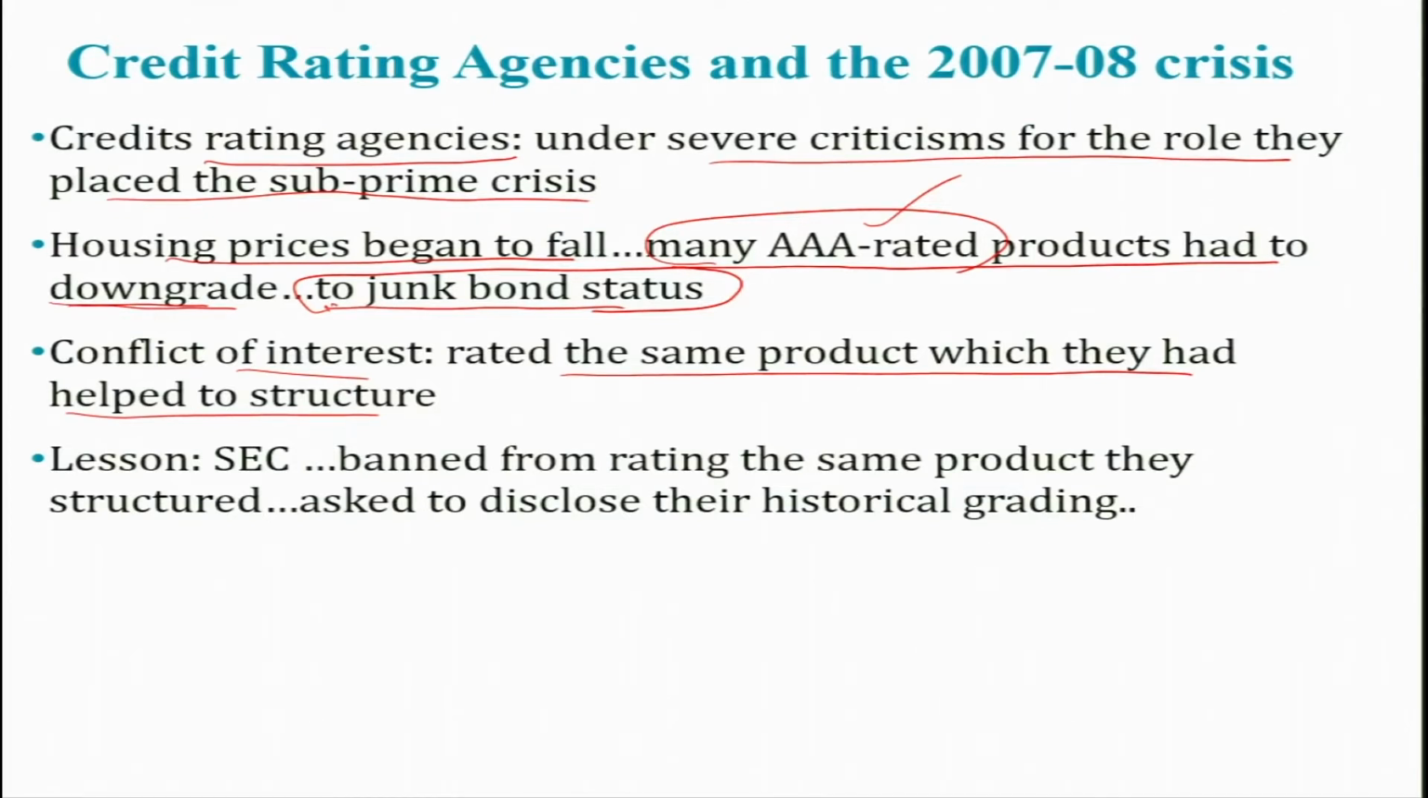So what the Securities and Exchange Commission did as a solution after the lesson from the 2007-08 crisis was to ban agencies from rating the same product they structured. And not only that, they have also been asked to disclose their historical grading.